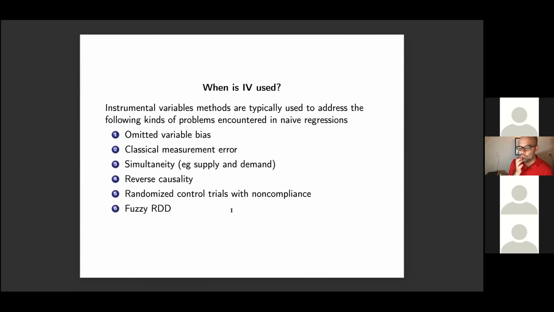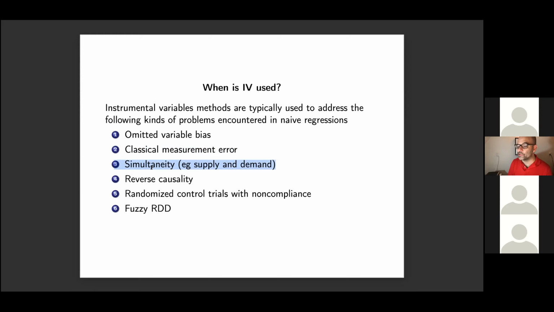Just to summarize, there are at least six different situations that I could think of where you might use instrumental variables. You think that you have omitted variable bias. Instrumental variables is a solution to that. You think that you have measurement error in your treatment variable. IV is a solution to that. You believe that you have simultaneous determination of outcomes and treatments, some multiple equation kind of simultaneity problem, like a supply and demand question.